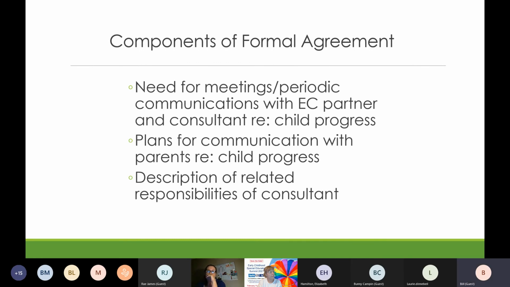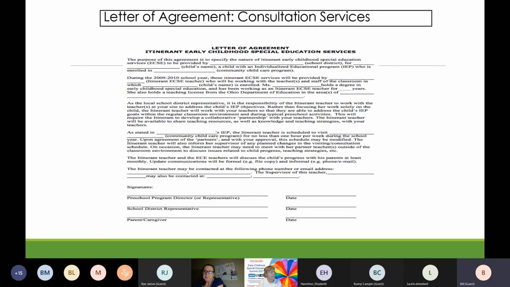Okay, plans to communicate with parents. Once again, leave no stone unturned in this formal agreement. Next slide, please. This is once again just a sample of a letter of agreement.